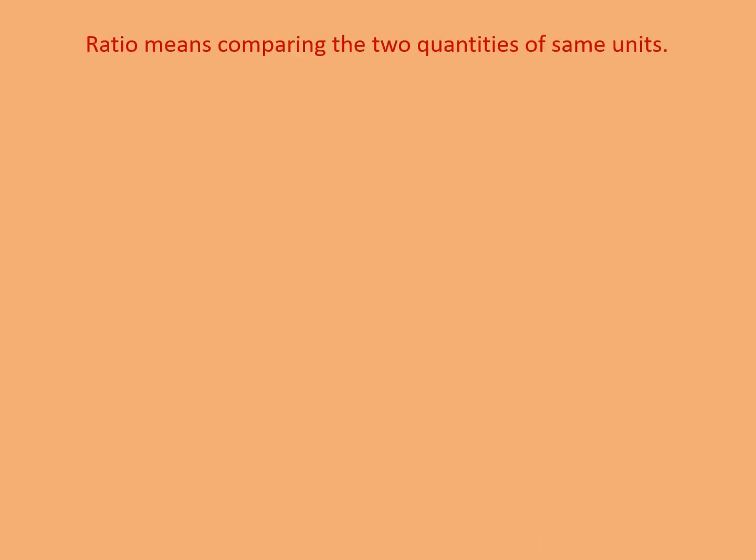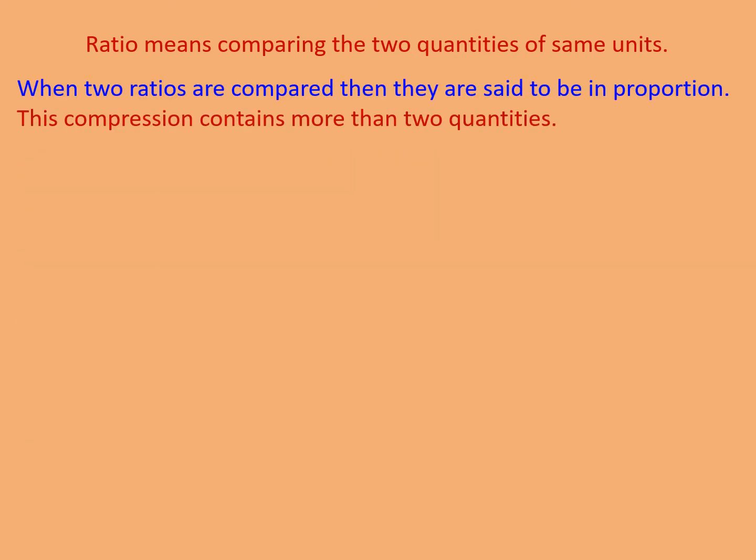So let us go for the next part. Ratio means comparing two quantities of the same unit, as it was said before. They should be in the same unit. If they are not, then what to do? We need to convert them.